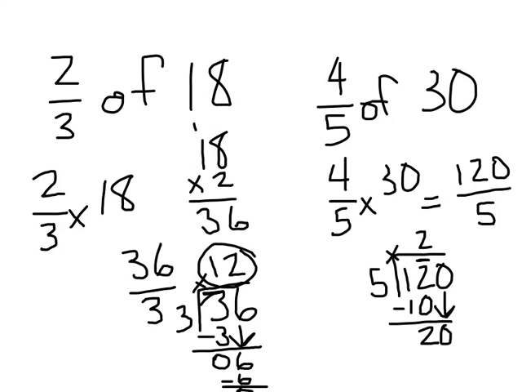How many times does 5 go into 20? 5 goes into 20 4 times. 4 times 5 is 20, and I have no remainder. 24 is 4/5 of 30.